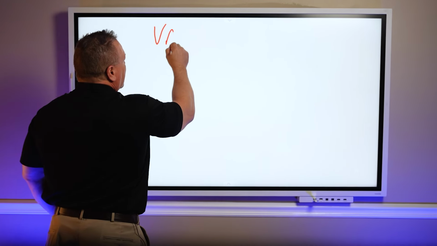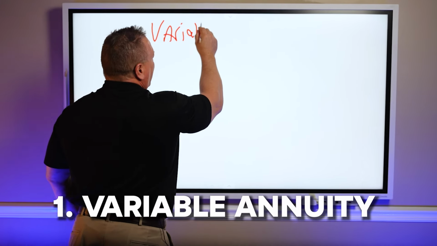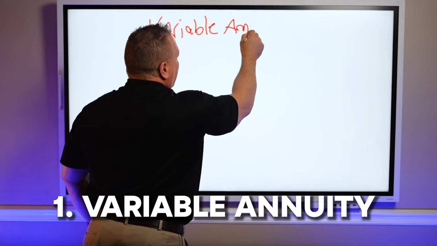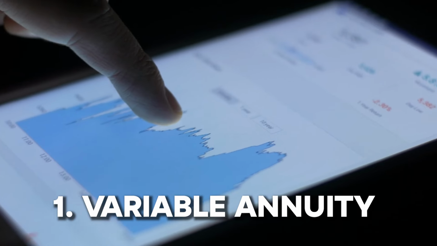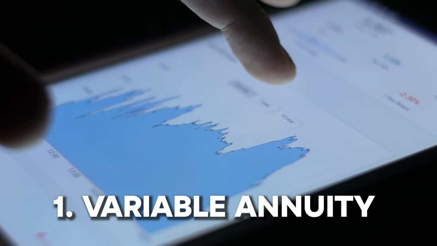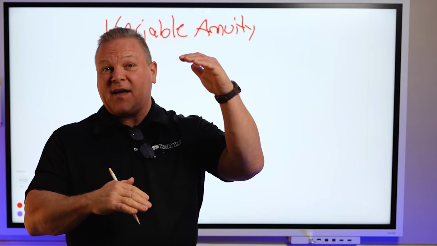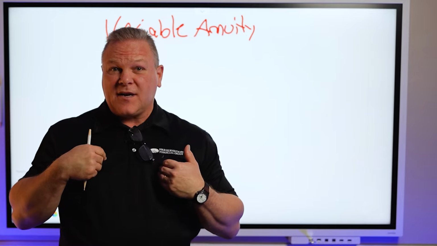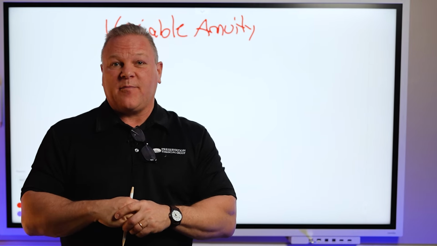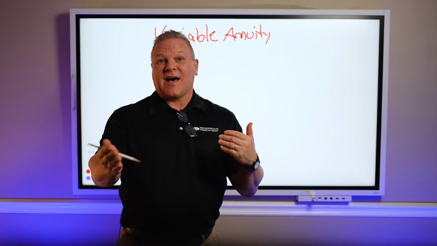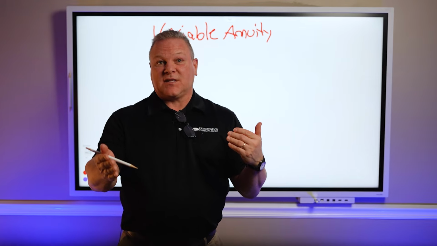The first one is called a variable annuity, okay? A variable annuity means that it is in the stock market. It's with an insurance company. A lot of consumer advocates talk about the variable annuity because the fees can be high. So my personal opinion, there are other people that would differ with me, but I personally do not like the variable annuities most of the time.